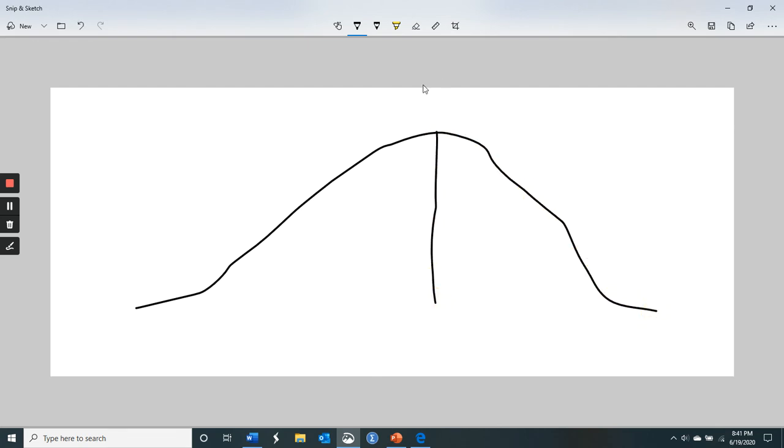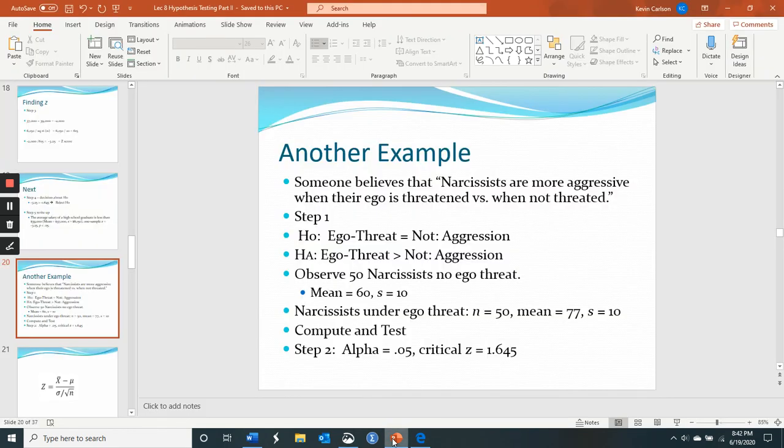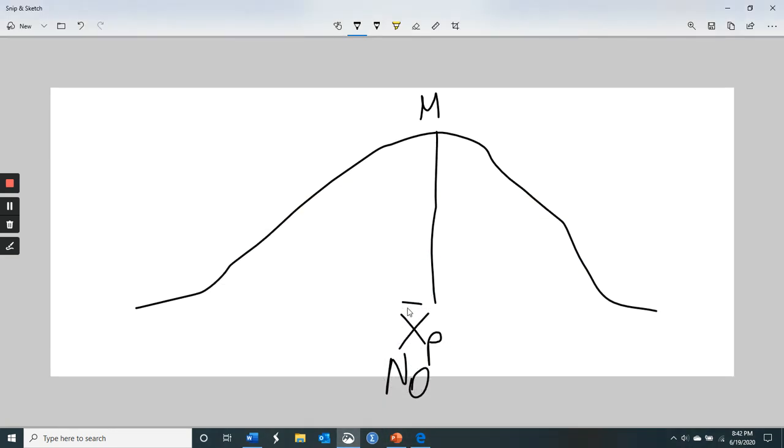So remember, this is our population value, but we're estimating that with the mean of a placebo group. The placebo group here is where there's no ego threat. So this number was, I'm going to look at this again so I get it right, 60. So the mean level of aggression was 60. So the level of aggression of narcissists with no ego threat was 60. Again, we're estimating the population mean from that.